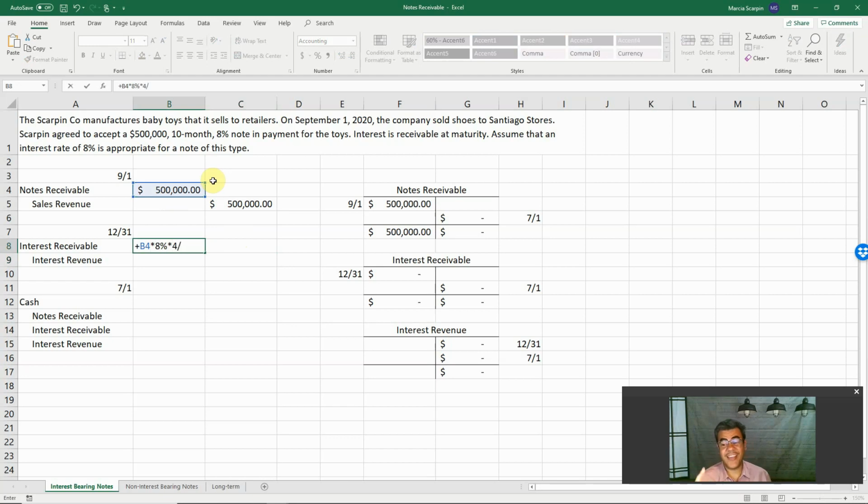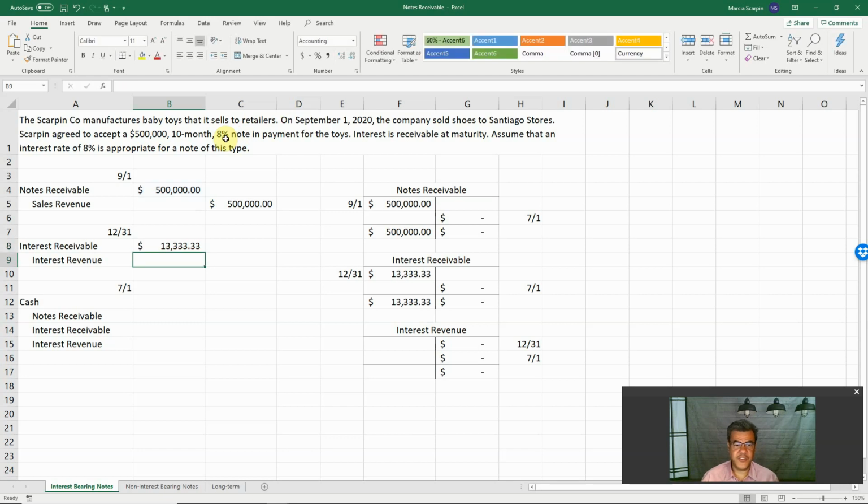However, divided not by 10. This is the most common mistake. 8%, we are not talking about 8% per month, per semester, per year, per whatever. So if we don't have a specified period of time here, we consider that the 8% is annual. So divided by 12 instead of divided by 10. So $13,000 here, and the interest revenue is the same.